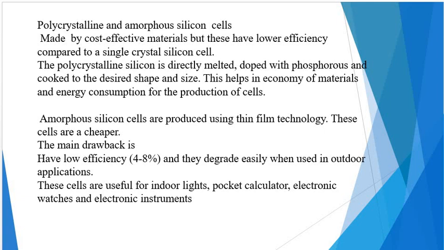The amorphous silicon cells are produced using thin film technology. These cells are much cheaper than the single crystal silicon. It has a drawback. Its efficiency is in the range of 4 to 8% and it can easily degrade when used in outdoor applications. The cells are useful for indoor applications only, for example, indoor lighting, pocket calculators, electronic watches and electronic instruments.